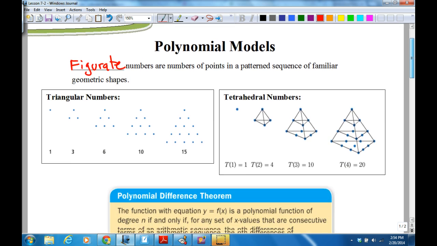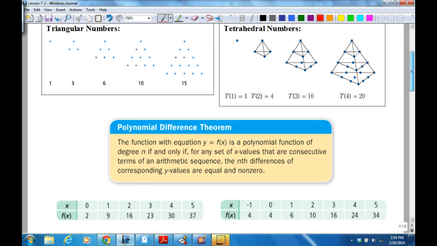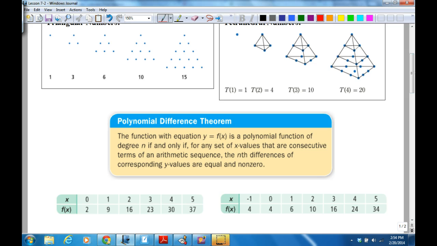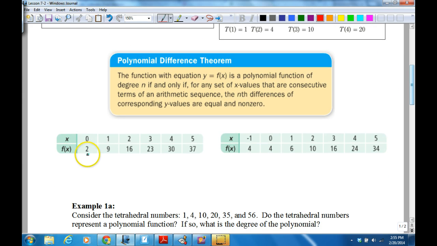Okay? All right. So the reason why we're looking at these is this is what our lesson's based on: the polynomial difference theorem. I'm going to tell you what that is in just a minute because first of all, I want you to notice something. I want you to go through this and tell me what is the difference between 2 and 9? 7. Yes, they are all constant at this point.